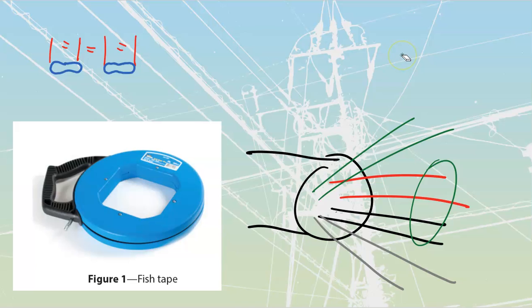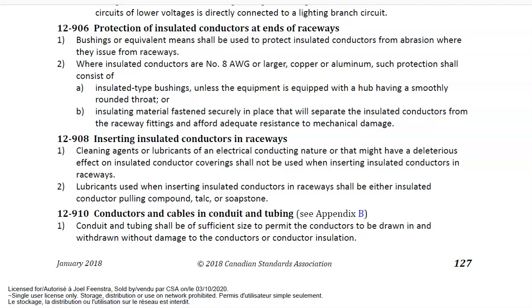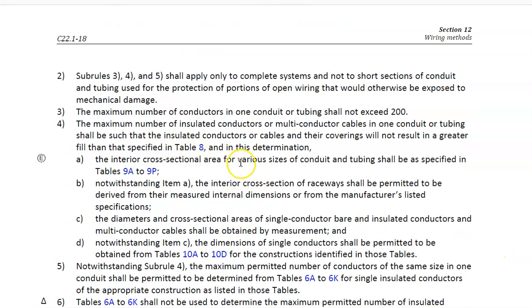Okay. Let's go back and take a look at that rule over there, because we're not done with the analysis of the rule. In 12-910, we said that for cross-sectional areas, we're going to take it to Tables 9. That being said, it says, notwithstanding item A, the interior cross-section shall be permitted to be derived from the measured internal or from the manufacturer's listed specification. So this is what we use generally speaking, but we are also allowed to measure them ourselves if we want. Sometimes you could get a win off of it. Might be worth it. Usually it's just not worth the time though.